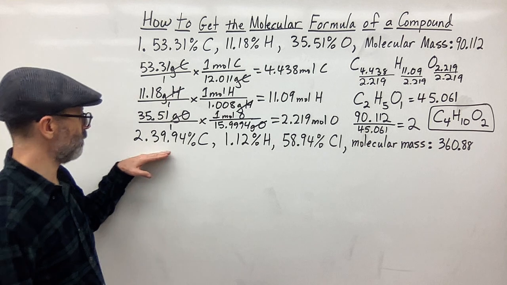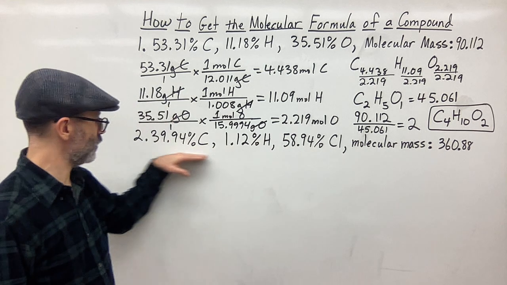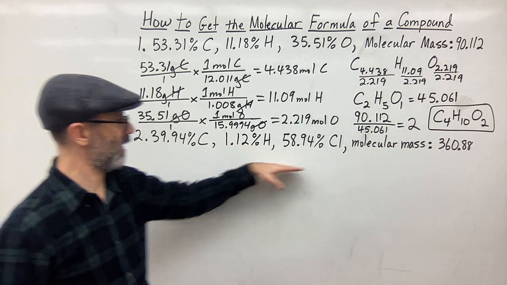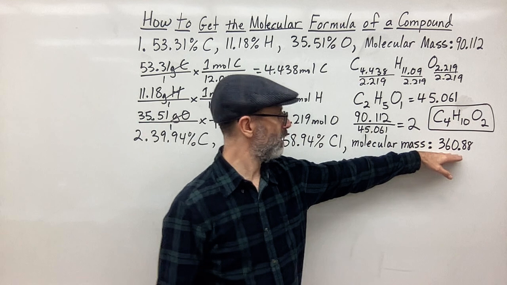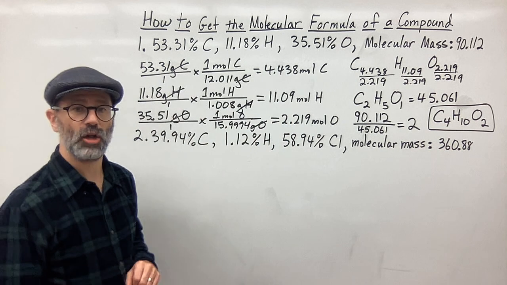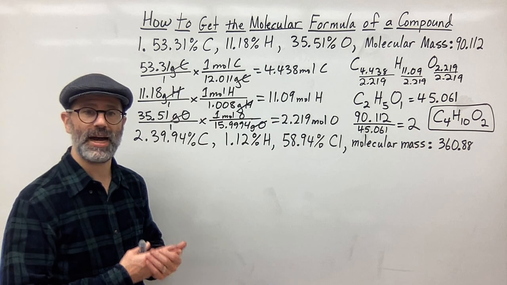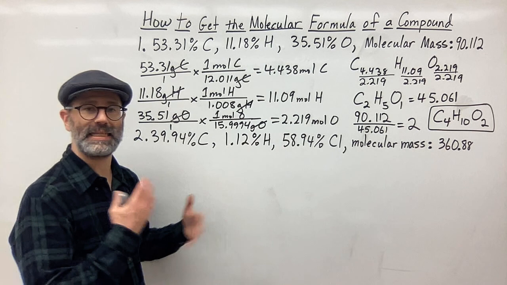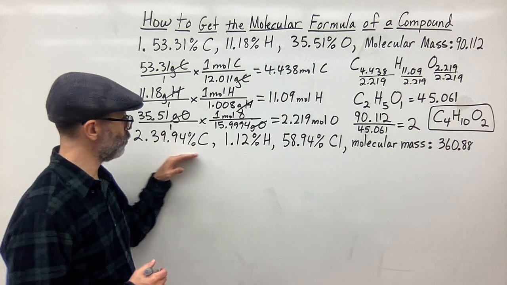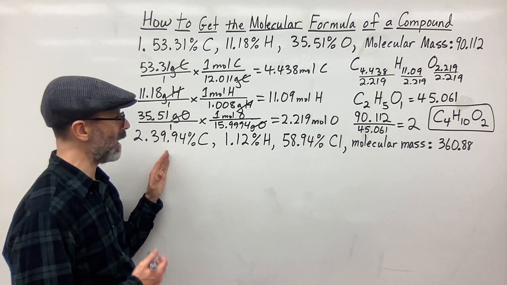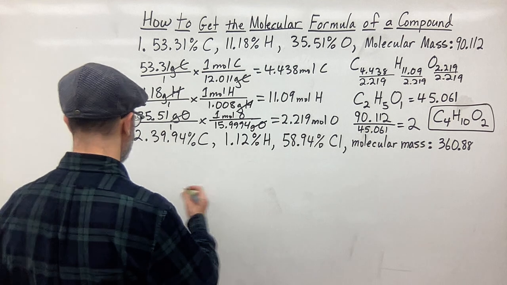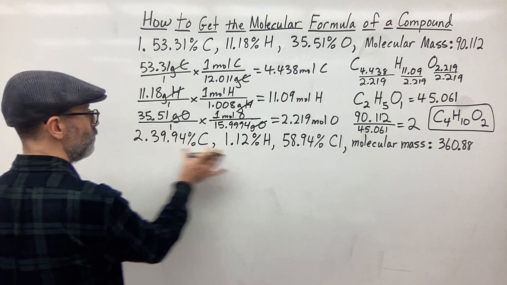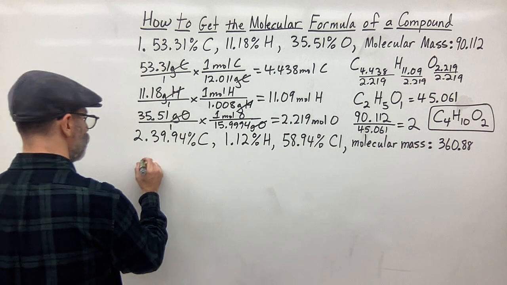So here, again, I'm given some percentages of the elements in my compound, and I'm given the molecular mass. So I do it all over again. First, I need to find the empirical formula. They give me percentages, and I need to get grams. So I'm going to assume that I have 100 grams of my compound. If I do, then these percentages just become grams.